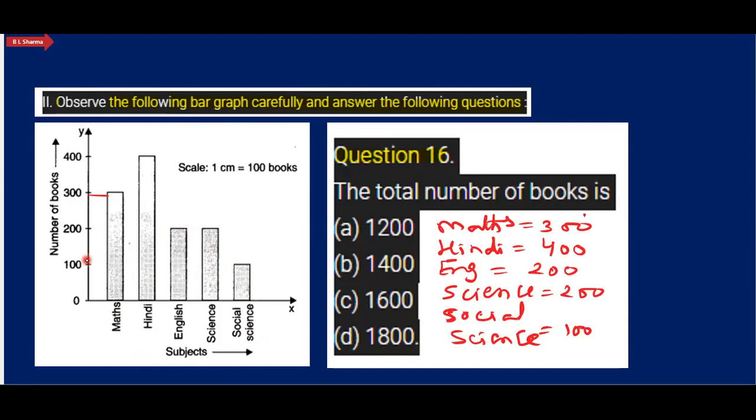आप सबको ऐड करिए 300 plus 400 plus 200 plus 200 plus 100. What is the total of it? That is 1200. So A is the correct option here. Total number of books is 1200 here, means of all the subjects. Mathematics 300, Hindi 400, English 200, science 200, and social science 100. Total number of books होंगी 1200.